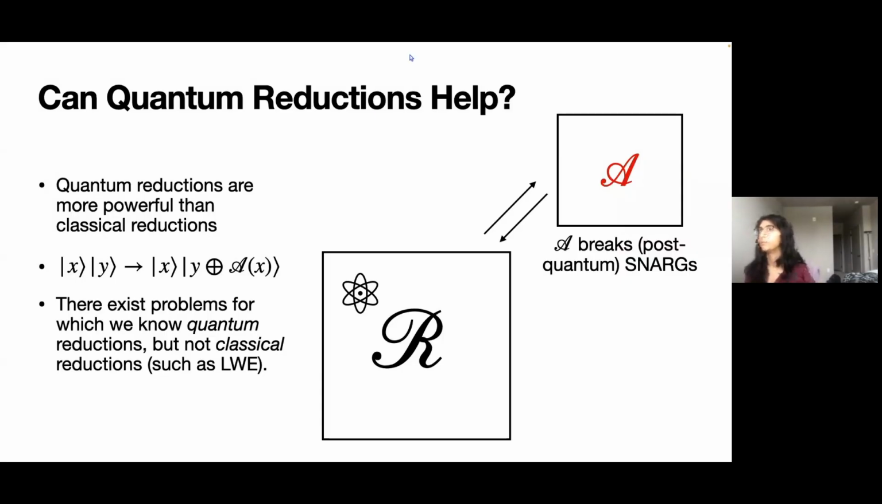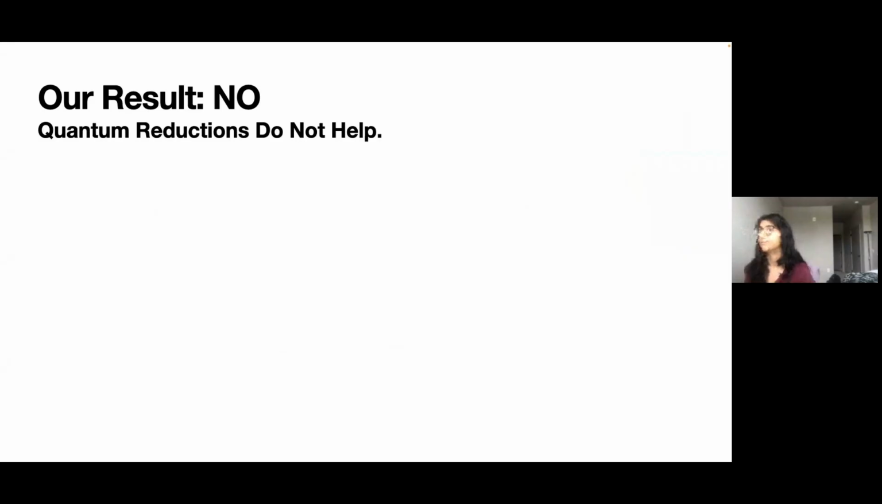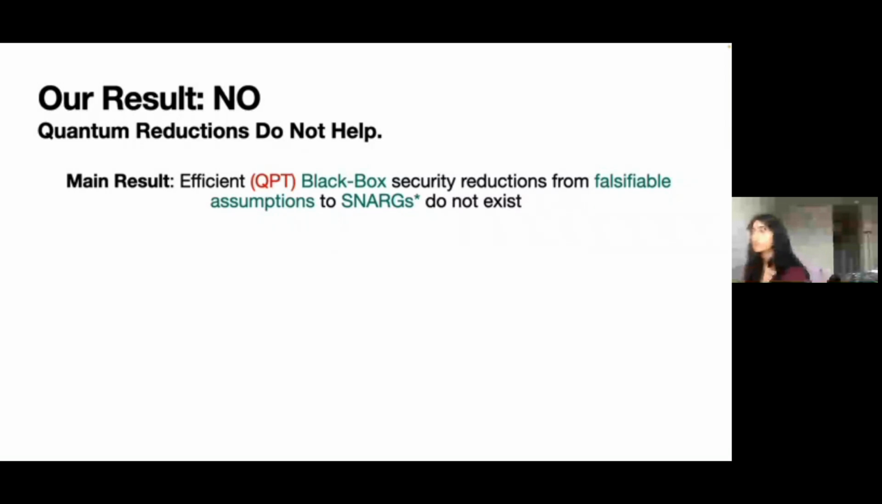And so, of course, here, the assumption is now that the adversary breaks some post-quantum SNARG instead of an arbitrary SNARG, since that wouldn't provide a contradiction. So the result that we show is no, quantum reductions don't help, and the impossibility still holds even when you consider reductions with quantum query access. So the main result is that efficient QPT black box security reductions from falsifiable assumptions to SNARGs don't exist.